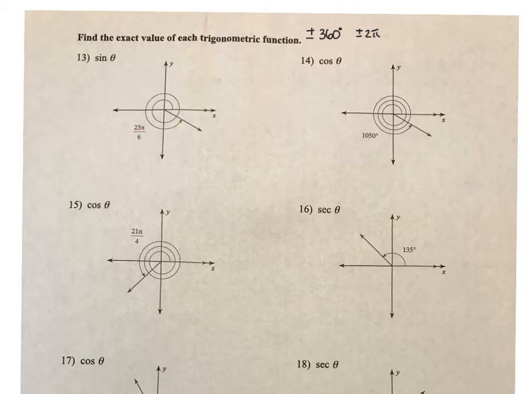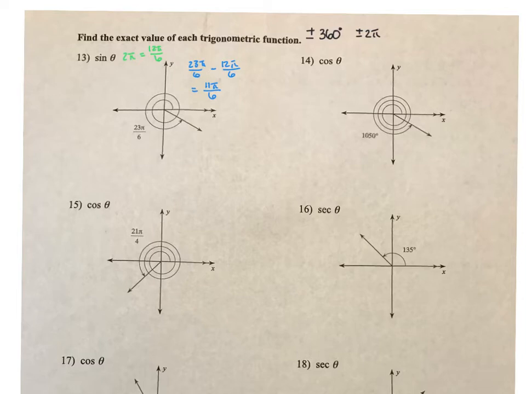So since we're dividing by 6 right here, I'm just going to remind you that in this case, 2 pi is going to be the same thing as 12 pi over 6. So when we're finding our coterminal angle, we're going to take that 23 pi over 6, and we're going to subtract 12 pi over 6. So we're going back one full circle, and that's going to bring us to 11 pi over 6, which is in fact on our unit circle.